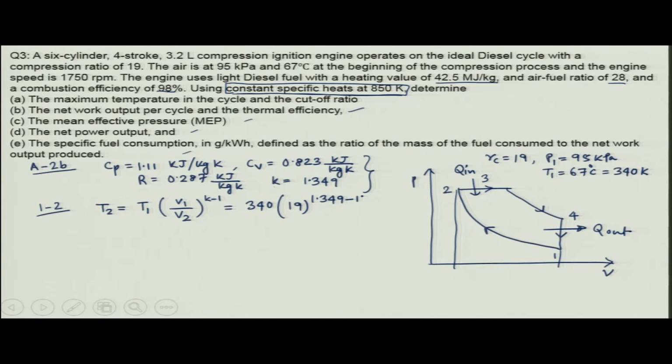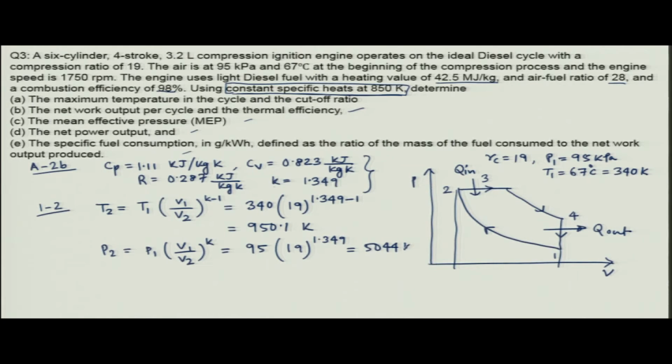Okay. So, whenever this type of problem is given, with constant specific heat at a particular temperature, you have to look into the table and get Cp and Cv, and from that you can find K and R. So, T2 is the temperature, and after you calculate you will get 950.1 Kelvin. We can also find P2. P2 is P1 multiplied by V1 upon V2 to the power of K. P1 is 95 kilopascal and V1 upon V2 is 19 to the power of 1.349. So, P2 comes to be 5044 kilopascal.